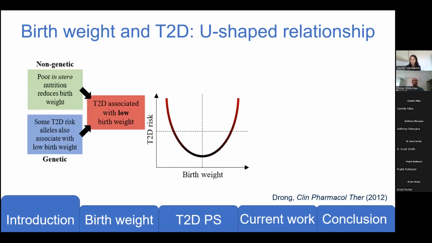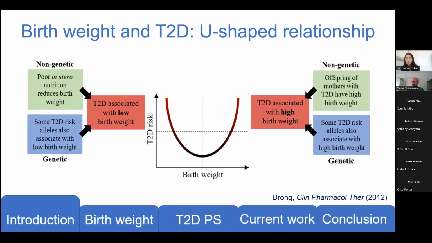Well, on the left-hand side, one thing that we talked about with the Barker hypothesis, or the developmental origins of health and disease, was malnutrition exposure in utero associated with low birth weight and higher risk of diabetes later on, this left panel. So there are non-genetic things that can influence that. We talked about poor in utero nutrition reducing birth weight. But genetic factors can also associate with low birth weight, and I'll talk about that a bit later.